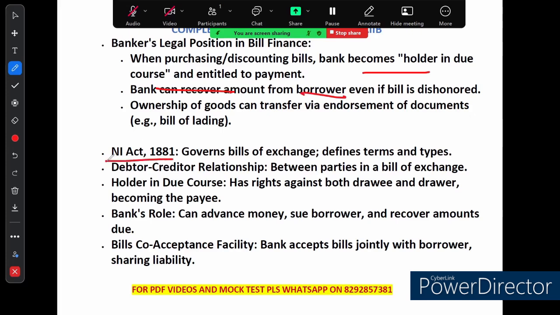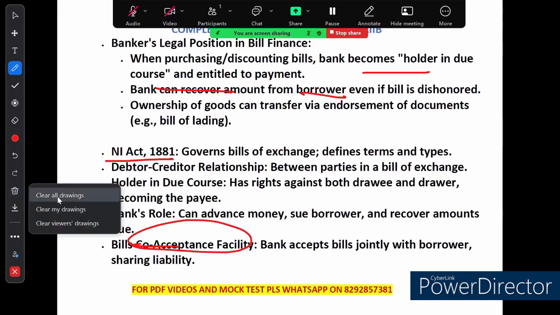Now let's talk about the legal framework, that is the NI Act 1881. All of this is governed by the Negotiable Instruments Act 1881. It defines the rules for bills of exchange and outlines the debtor-creditor relationship between the parties. Right. Now let's talk about this co-acceptance facility. Sometimes the bank might co-accept a bill with a borrower, meaning both share the liability. It is a way for the bank to offer support but also share the risk.